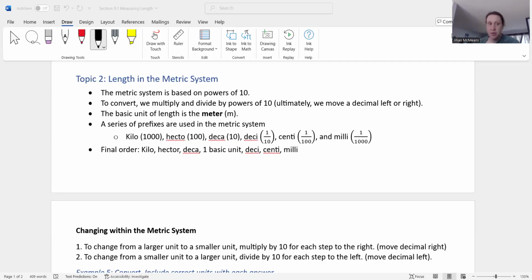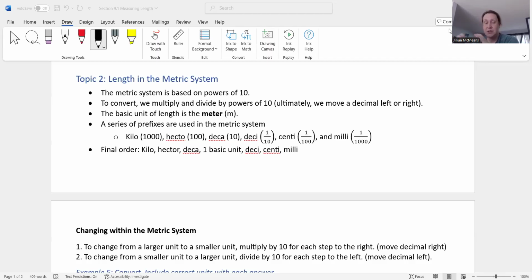For topic two, we're going to look at length in the metric system. The cool thing about the metric system is it's kind of consistent across the board, whether you're looking at length, volume, or weight. So we have basic units. The basic unit for length is called the meter. The basic unit for volume or capacity is called the liter. And then the basic unit for weight or mass is called the gram.